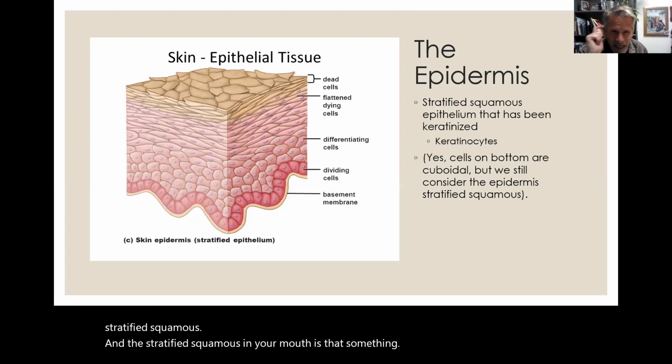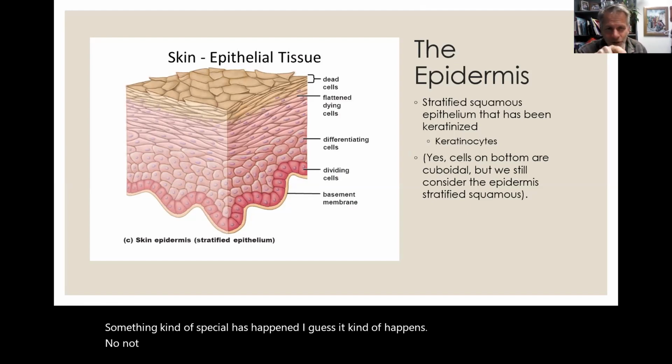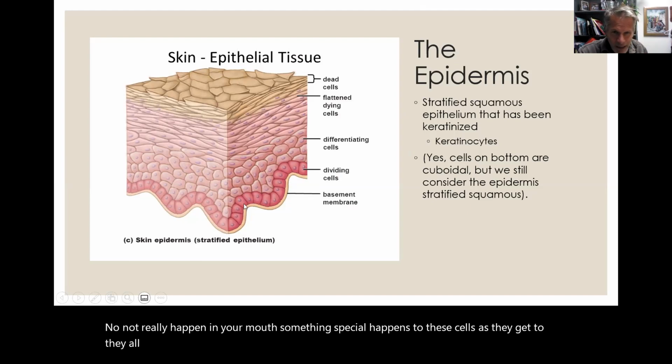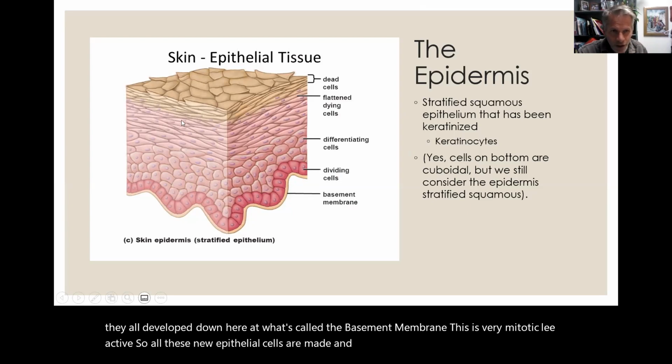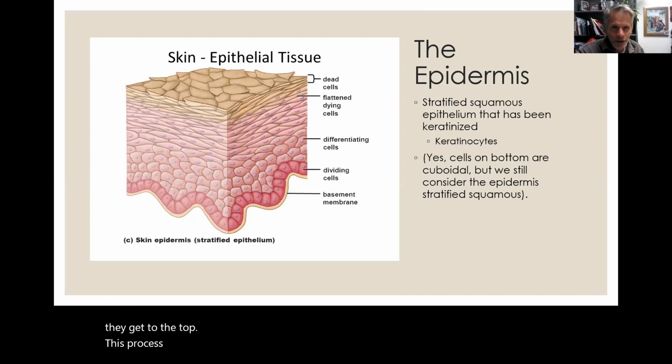kind of special has happened. Something special happens to these cells as they develop down here at what's called the basement membrane. This is very mitotically active. So all these new epithelial cells are made and they slowly get pushed to the top. And as they get to the top, this process called keratinization occurs and they become what are called keratinocytes.